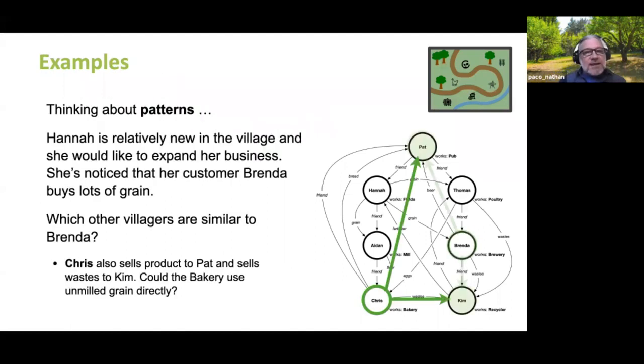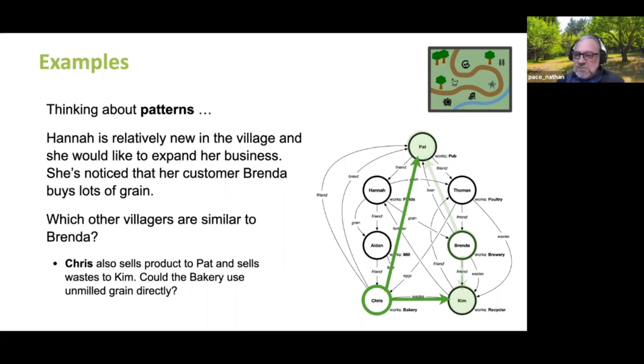In terms of thinking about patterns, let's focus, for instance, on Hannah. Hannah's relatively new in the village. She'd like to expand her business and, of course, works the fields and produces grains. She's noticed that her customer, Brenda, buys a lot of grain. So how can we go through this data and find out, are there other villagers that are similar to Brenda in terms of their businesses?